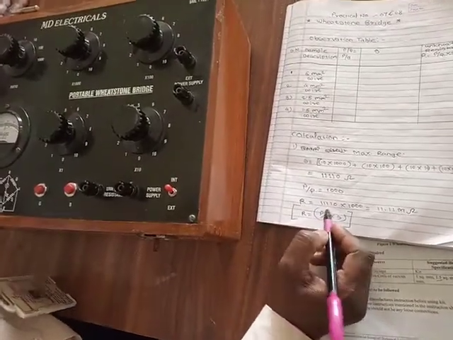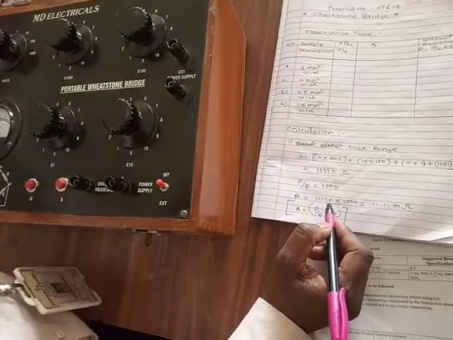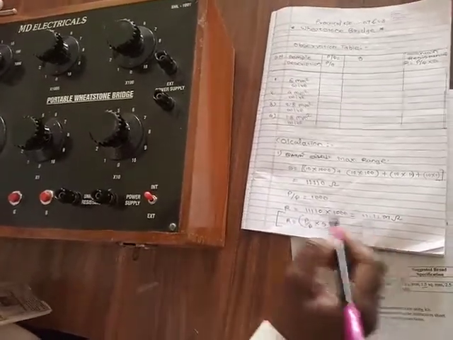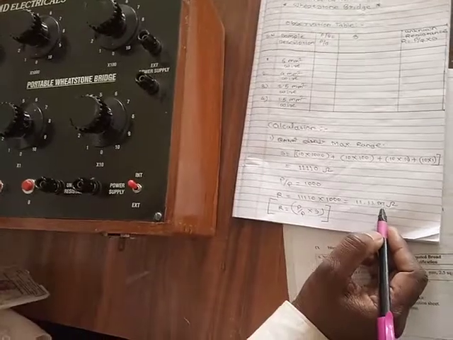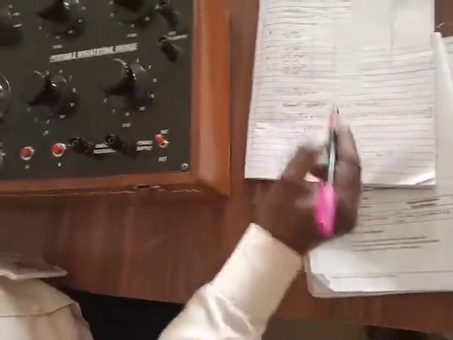Now we calculate the actual value of the Wheatstone bridge. R is equal to 11,110 into 1000. That means our answer is 11.11 mega ohm. The range of the Wheatstone bridge is 11.11 mega ohm.